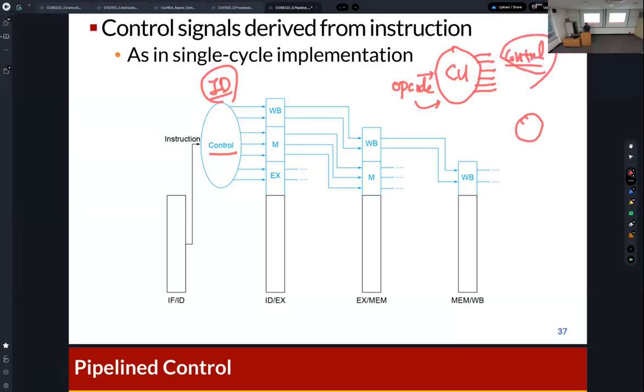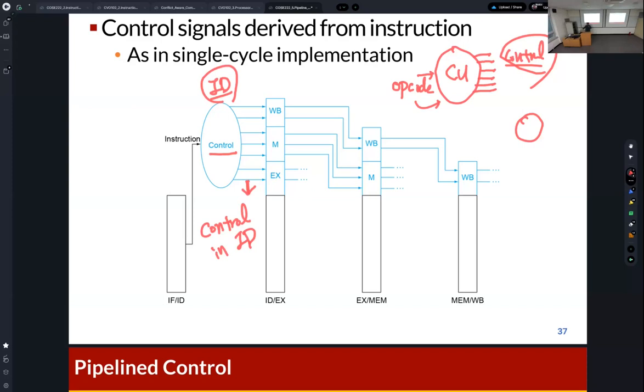But we need to understand that these control signals are control signals in the ID stage. Right? You understand?